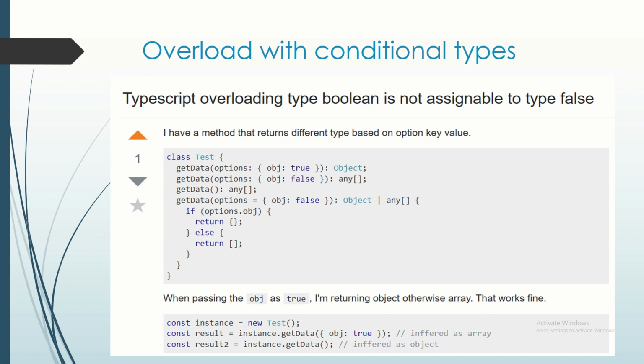If we look down here, for example, if you pass it an object with true, then it knows that it has to pick the first overload. If you pass it an object with false, it would know.